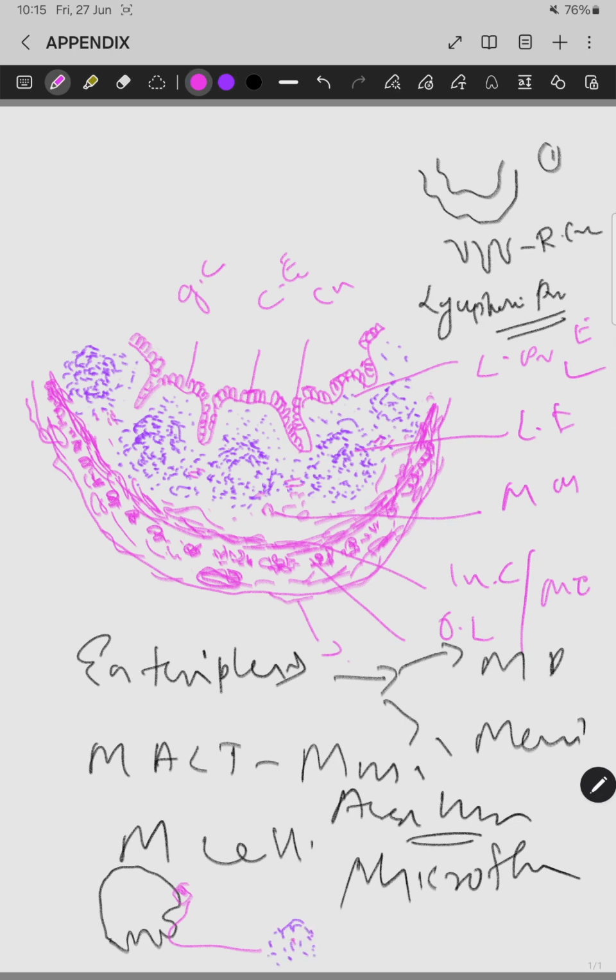So once the antigen reaches here, automatically we can see that an immune response will be evoked here.